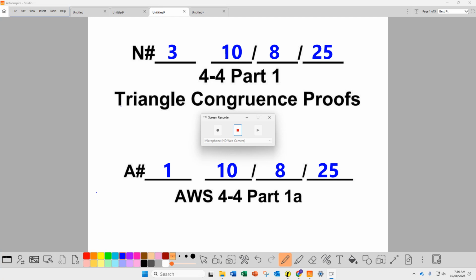Guys, so today we're going to be using the 4-1 to 4-3 information on all the shortcuts.